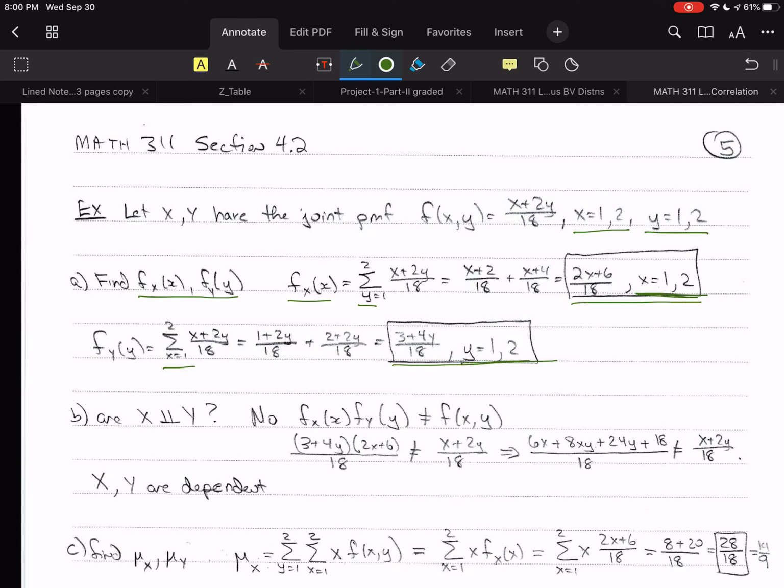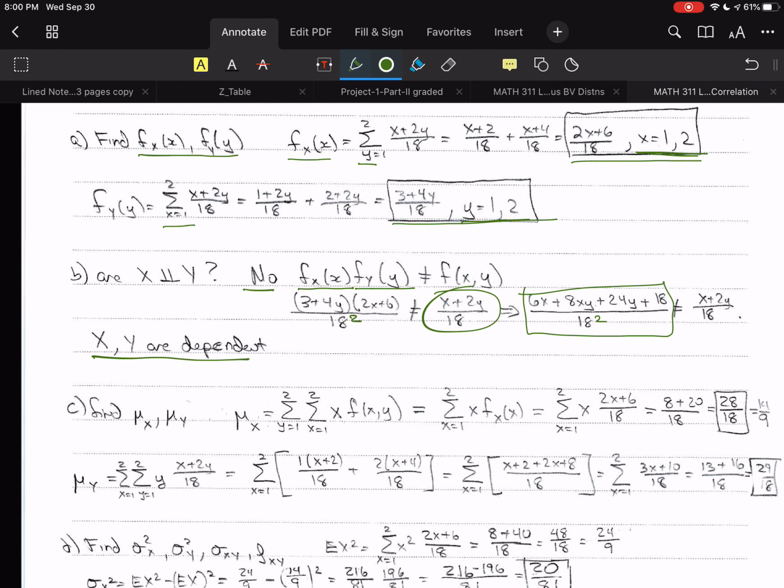And we want to know if x and y are independent, and the answer is no, because we take the marginal of x times the marginal of y, and let's see, this would be 6, this is squared, I forgot that on the bottom, sorry, and we get this, and this is not equal to x plus 2y. In fact, here is what it's equal to over 18 squared, not 18, and that's certainly not equal to x plus 2y over 18. So x and y are dependent.